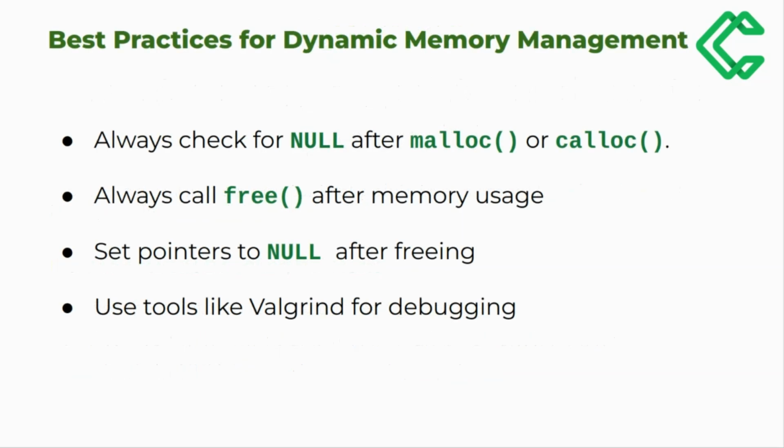Here are some of the best practices for dynamic memory management. Always check for null after malloc or calloc. Always call free after memory usage to avoid memory leaks. Set pointers to null after freeing to avoid dangling pointer accesses. And use tools like Valgrind for debugging memory related issues.